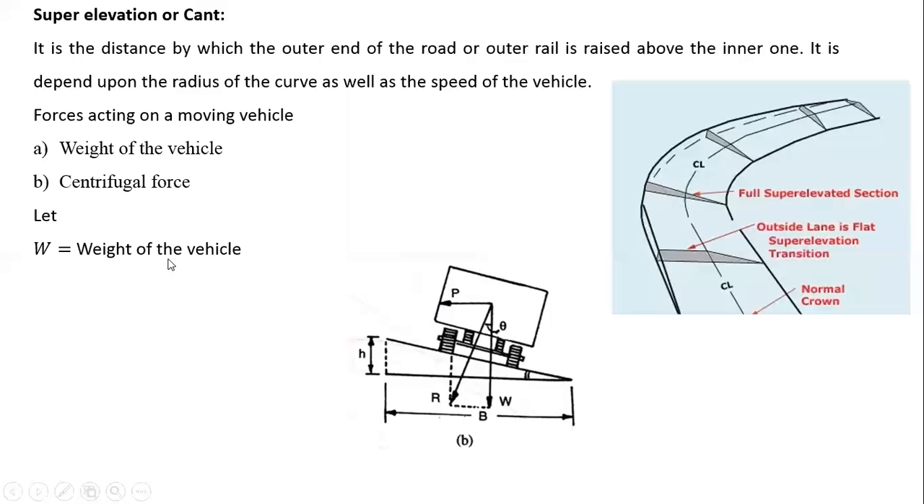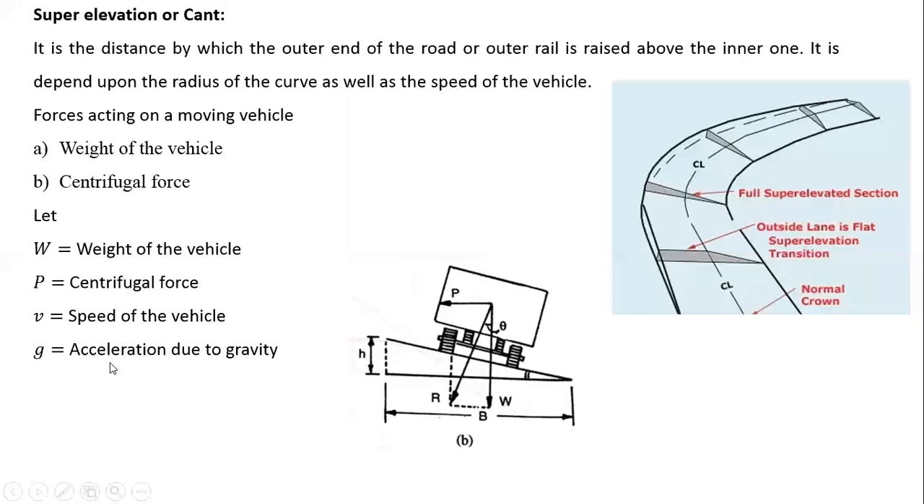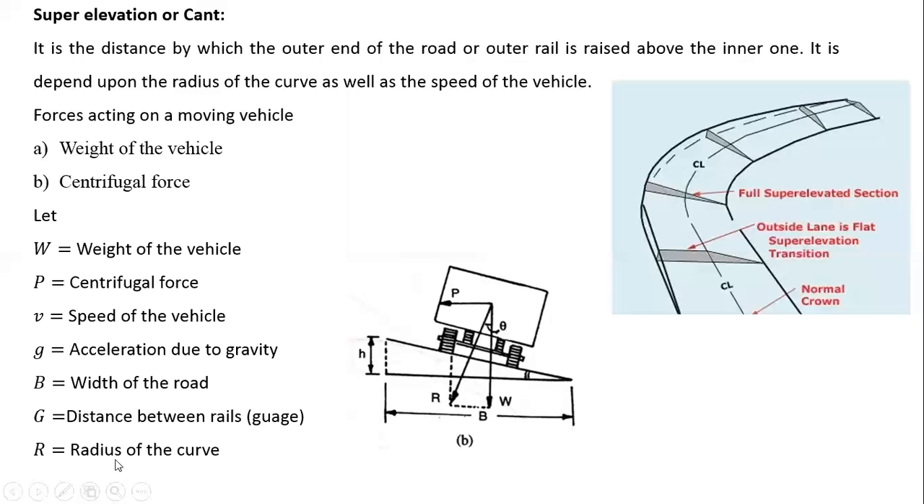So let W be the weight of the vehicle, P the centrifugal force, V the speed of the vehicle, design speed, g the acceleration due to gravity, B the width of the road from here to here, and capital G is nothing but the distance between rails, that is called your gauge. Now, in case of railways, we have provided two rails on which the wagon is moving. So the distance between the two rails at the top is called your gauge. R is the radius of the curve. Theta is the inclination of the road or the rail surface. This is the inclination theta here.